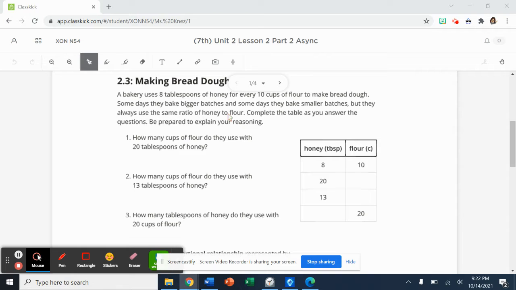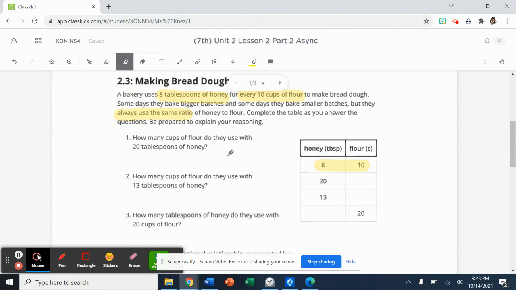Complete the table as you answer the questions. Be prepared to explain your reasoning. So let's first take a look at the ratio of honey to flour. We can see that the bakery uses 8 tablespoons of honey for every 10 cups of flour. And the directions specify that they always use that same ratio, which is 8 honey to 10 flour.